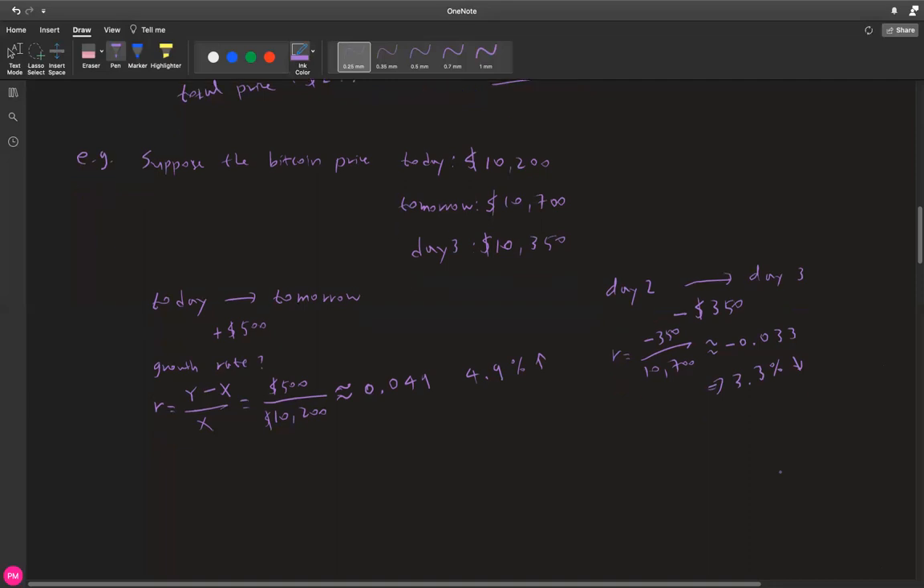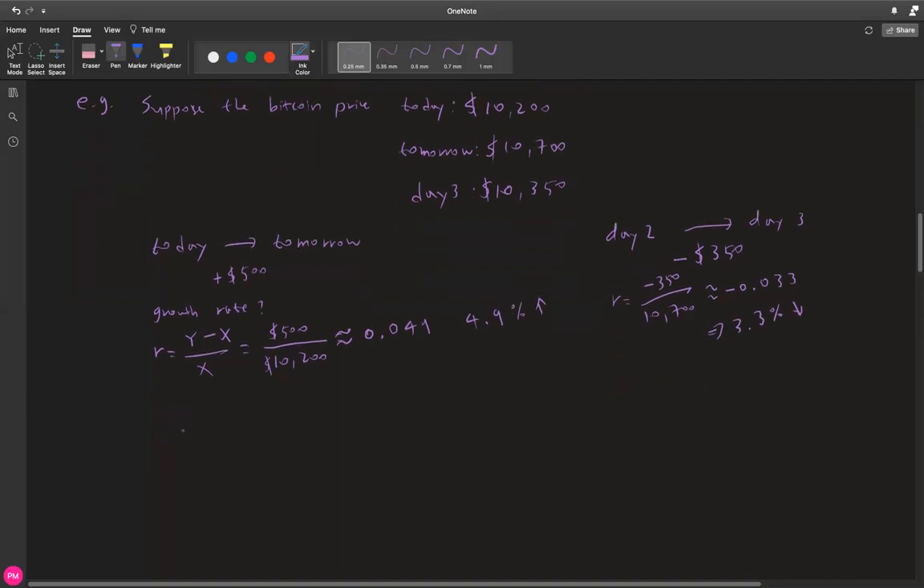Let's look at one last relationship, today to day 3. We're not talking about tomorrow, day 2, but comparing day 1 to day 3, we can see that it increased by $150. So from today to day 3, it is actually a $150 increase.